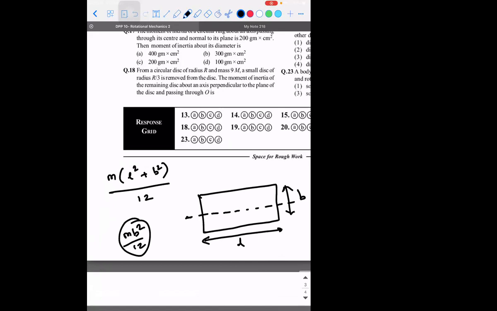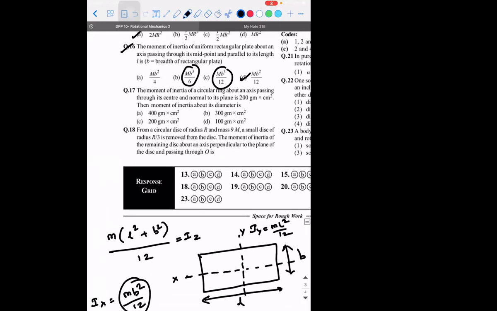So why you actually got m into l square plus b square by 12 is, if I take this as x, it is mb square by 12. If I take it as y, then what will be the moment of inertia about y? It is ml square by 12. So if I take the z-axis which is perpendicular to both, then Iz will be equal to Ix plus Iy, where x and y both are in the plane of the rectangle. That is why it is m into L square plus b square by 12. So this is Iz, this is Iy, and this is Ix. So according to the question, they asked Ix, which is mb square by 12.